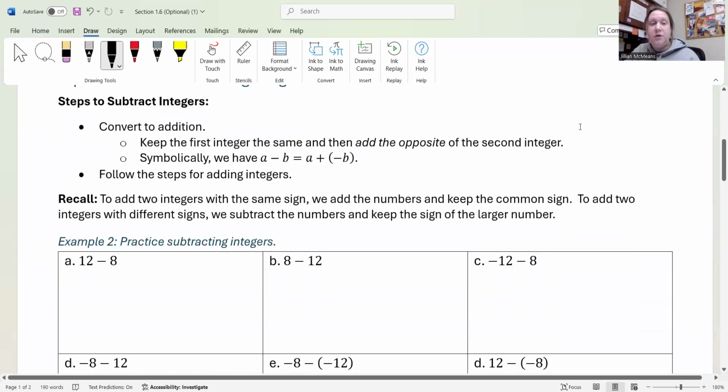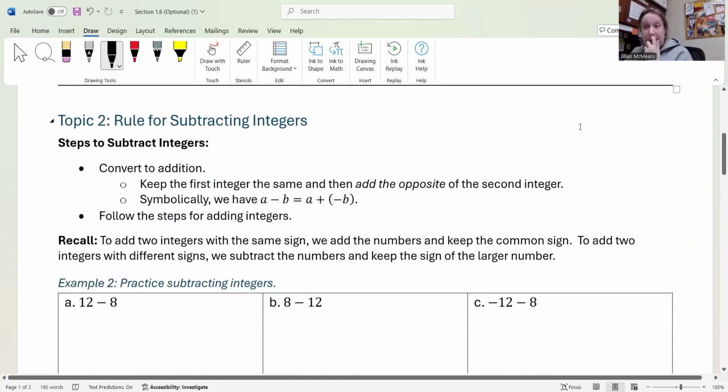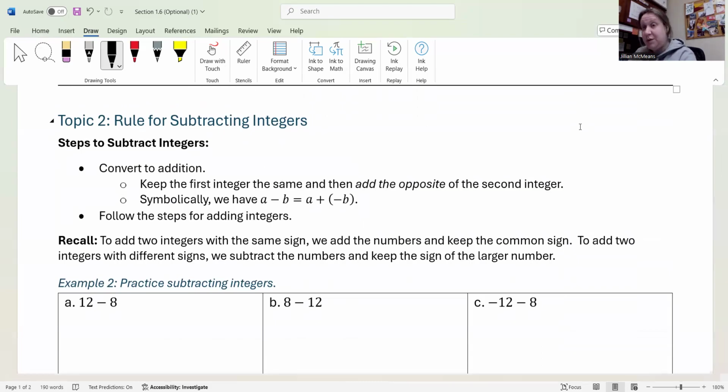Okay, so we're going to talk for topic 2 about subtracting integers. Now, you have to remember adding integers because what we do to subtract integers is we convert it to an addition problem. So really quick, I'm going to remind you of adding integers.